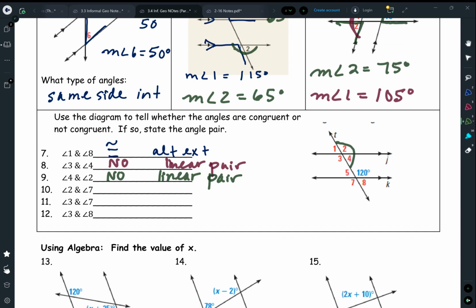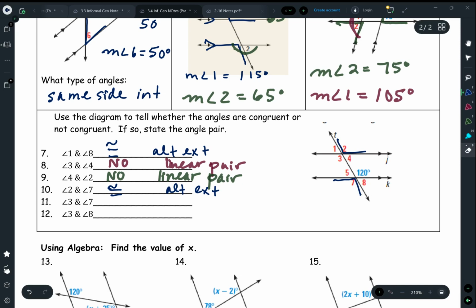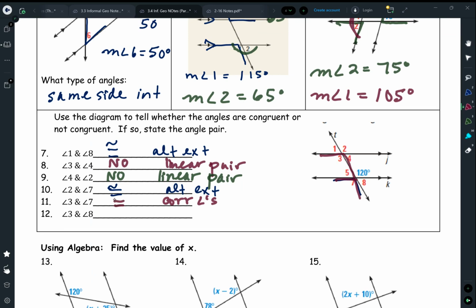Number 10 is 2 and 7. So let's see. Angle 2 is right here. Angle 7 is right here. So I have alternating exterior again. And yes, our alternating exterior are congruent. For 11, I have 3 and 7. So let's see. 3 and 7 make an F shape. That's going to be corresponding. And if I have corresponding angles, I know those are congruent.